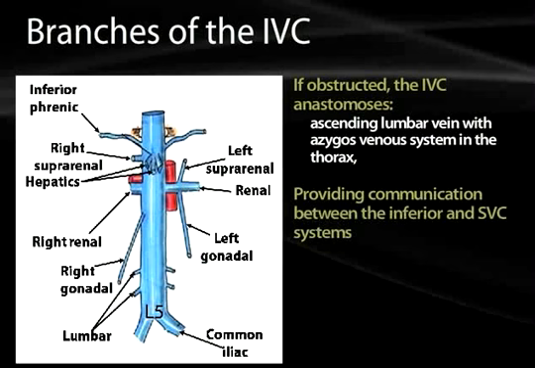As far as the branches of the IVC, here is a reminder of the vessels and how they drain. Remember, there's a couple things that are important. One is that the right suprarenal and the right gonadal vessels drain directly into the IVC, whereas the left suprarenal and the left gonadal will have to drain into the left renal vein. So occlusion of the left renal vein will oftentimes lead to dilation of the gonadal vessels in that pampiniform plexus that we discussed earlier.